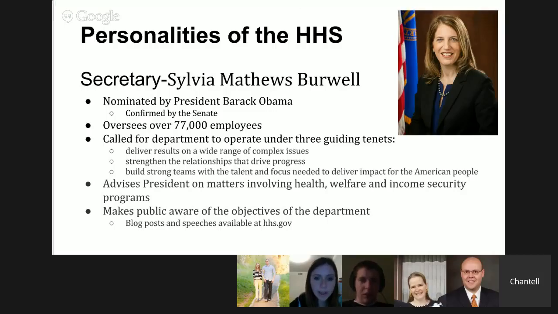Ross or Sarah? One thing that I thought was interesting, I always learned about the cabinet and how they're advisors to the president, but I never really thought about what kind of advisors they were and what they would advise the president on. So it's really interesting that Sylvia Burwell is part of the cabinet, and that she's the one that advises the president concerning the health and welfare of the country.